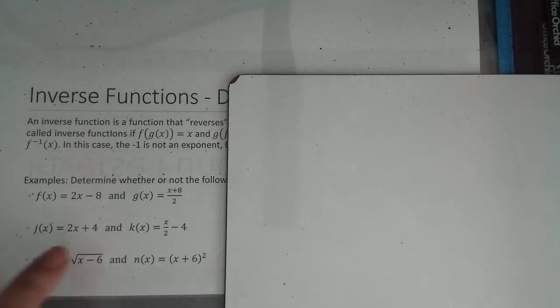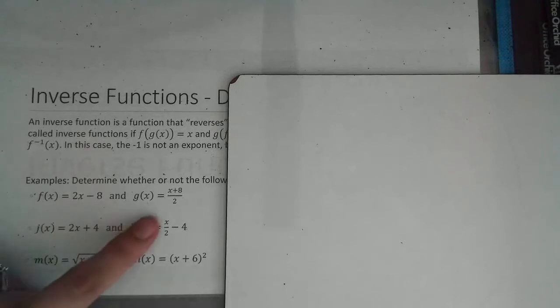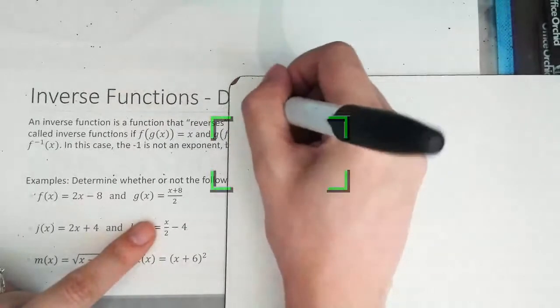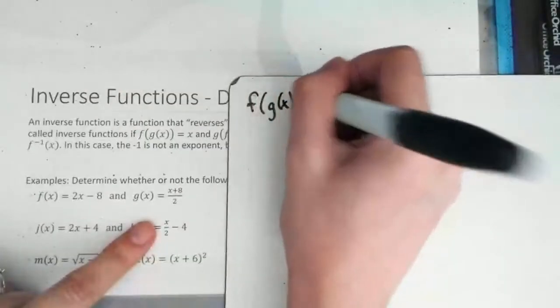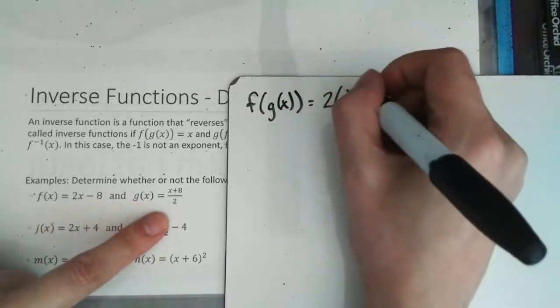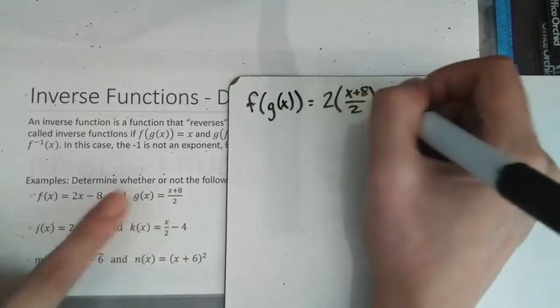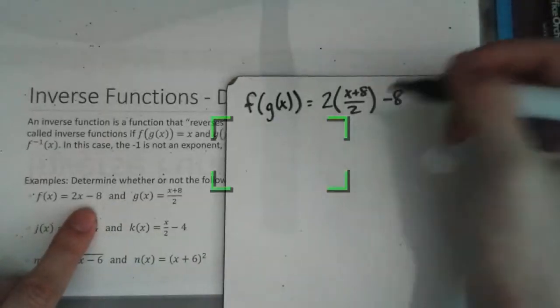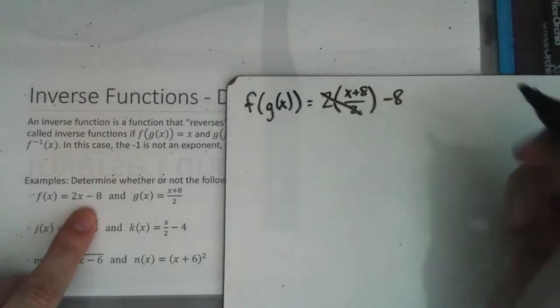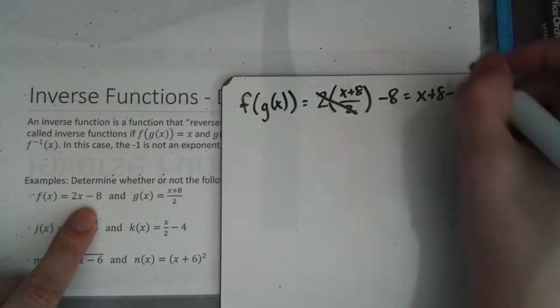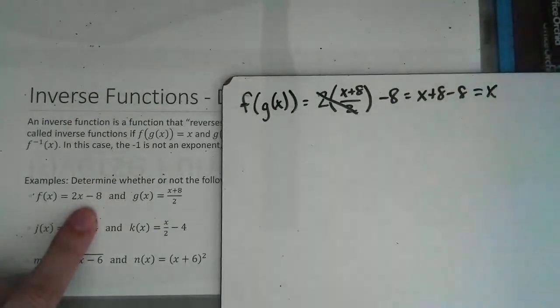So first up, we have f of x equals 2x minus 8, and g of x equals x plus 8 over 2. So we will find f of g of x. That'll be 2 times what g of x is, x plus 8 over 2, minus 8. Multiplying by 2 and dividing by 2, those 2's divide out, and I'm left with x plus 8 minus 8, which is x. So that one checks out.